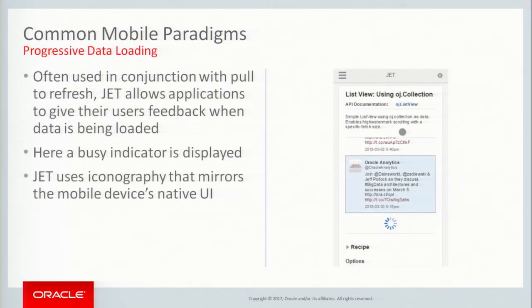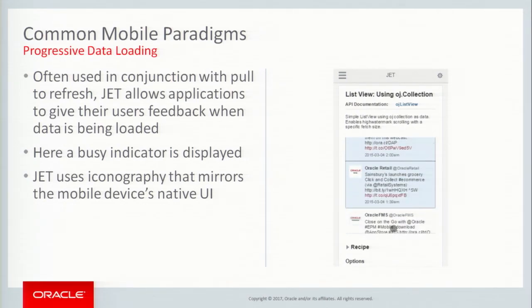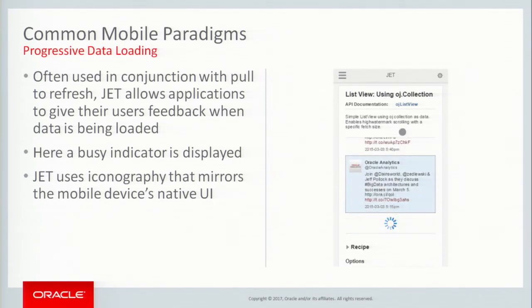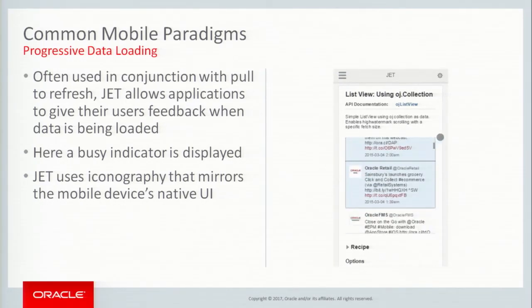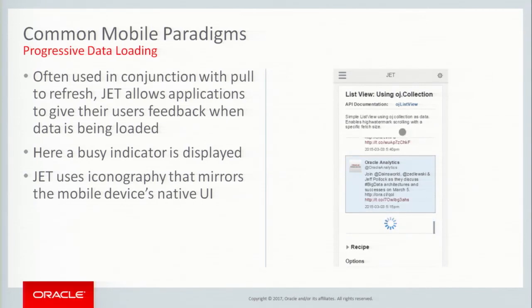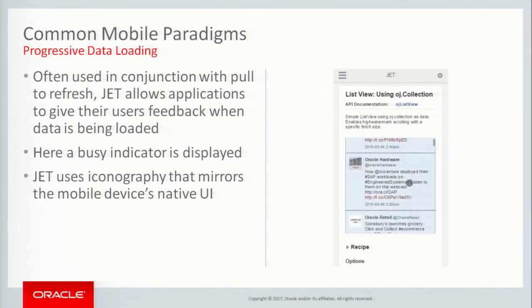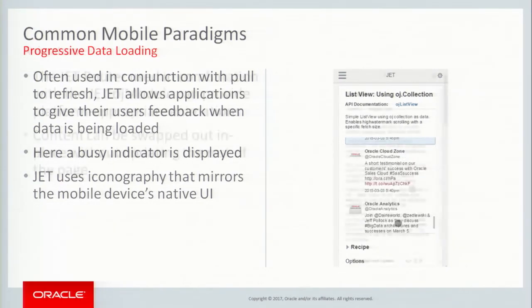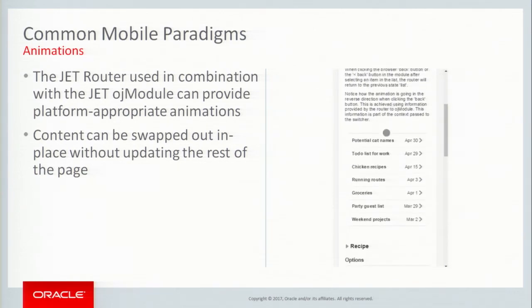Progressive data loading, or what we call high watermark scrolling. This is basically when you scroll to the bottom of the list, then we begin to fetch more data. The loading indicator that you see at the bottom there is also themeable, so it looks different depending on what devices you're deploying to. And last, we actually have our own router implementation, and we provide platform-appropriate animation when you drill down from list view to detail.